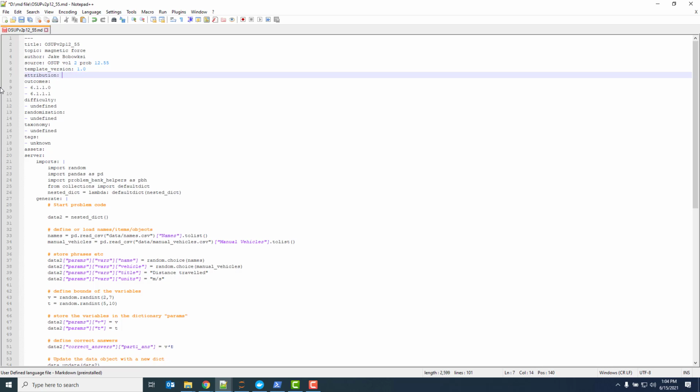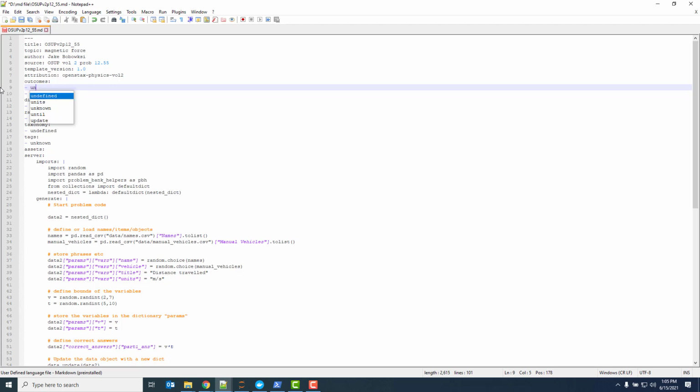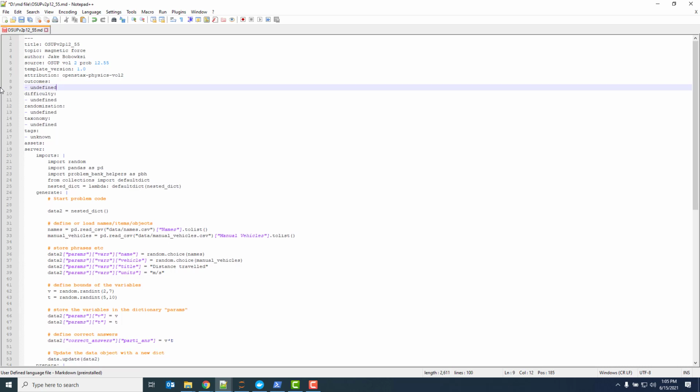The attribution is going to be some text displayed below the question that will let people know that the question was originally from the OpenStax University Physics book. And so we'll see that after the question is created. For outcomes, I'm going to leave that as undefined for now. We'll get rid of this. The difficulty we'll leave alone. Randomization we'll leave alone. We'll leave this alone.